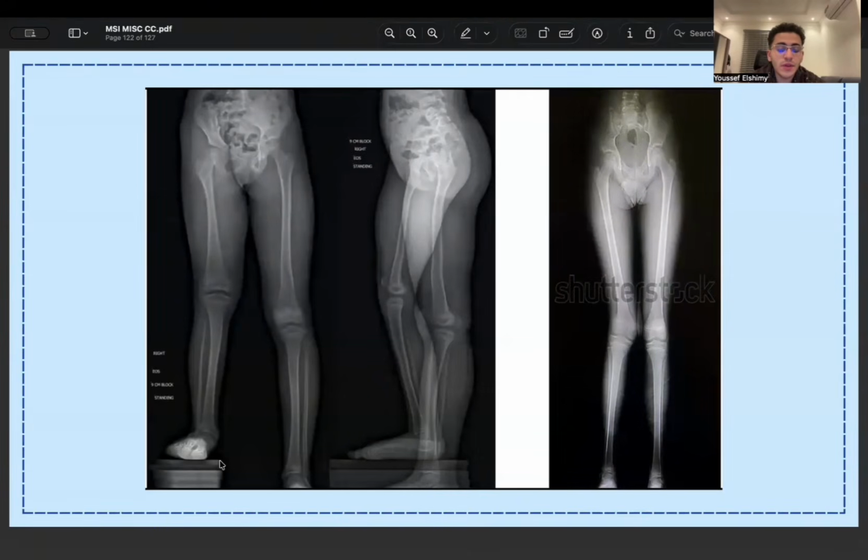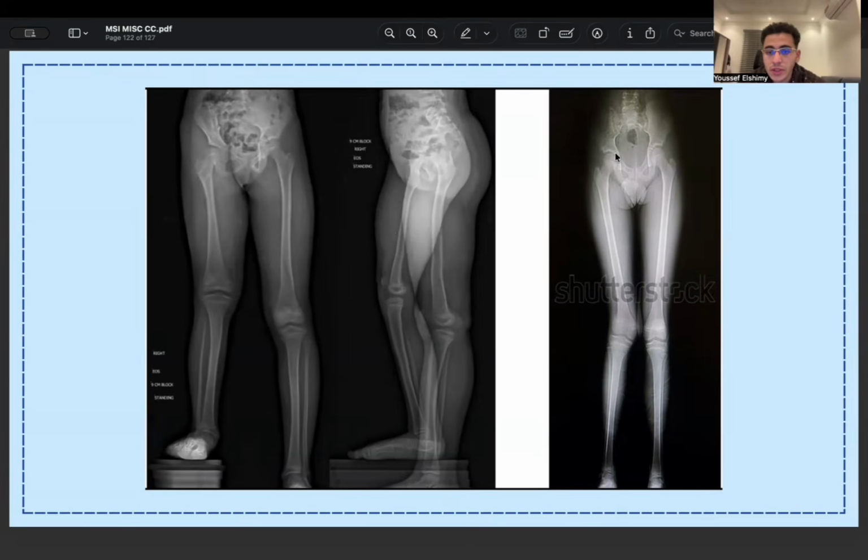And this could be assessed by the number of blocks needed in order to be equal. So this indicates the amount of length missed on the right femur. And also we assess the leg length discrepancy using different axes in order to visualize the whole underlying pathology.